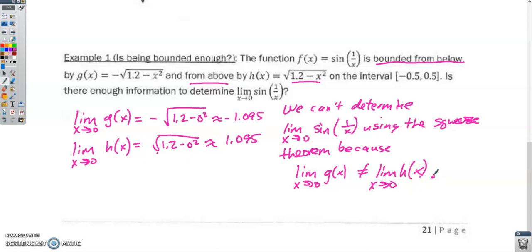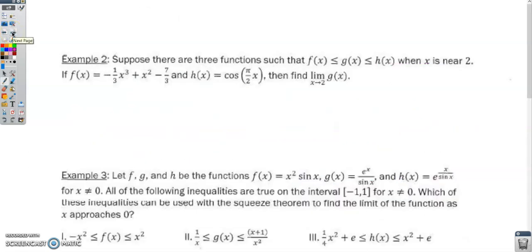All right. On to our next page, and our next example. Example 2. Suppose there are three functions such that f of x is less than or equal to g of x is less than or equal to h of x when x is near 2. Okay, good. If f of x is equal to this first function and h of x is equal to this second function, then find the limit as x approaches 2 of g of x.